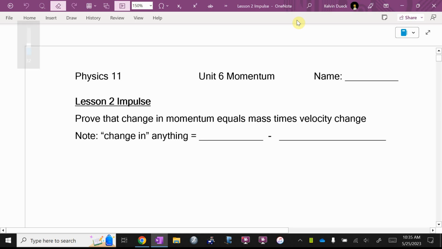Lesson 2, impulse. It says prove that change in momentum equals mass times velocity change.